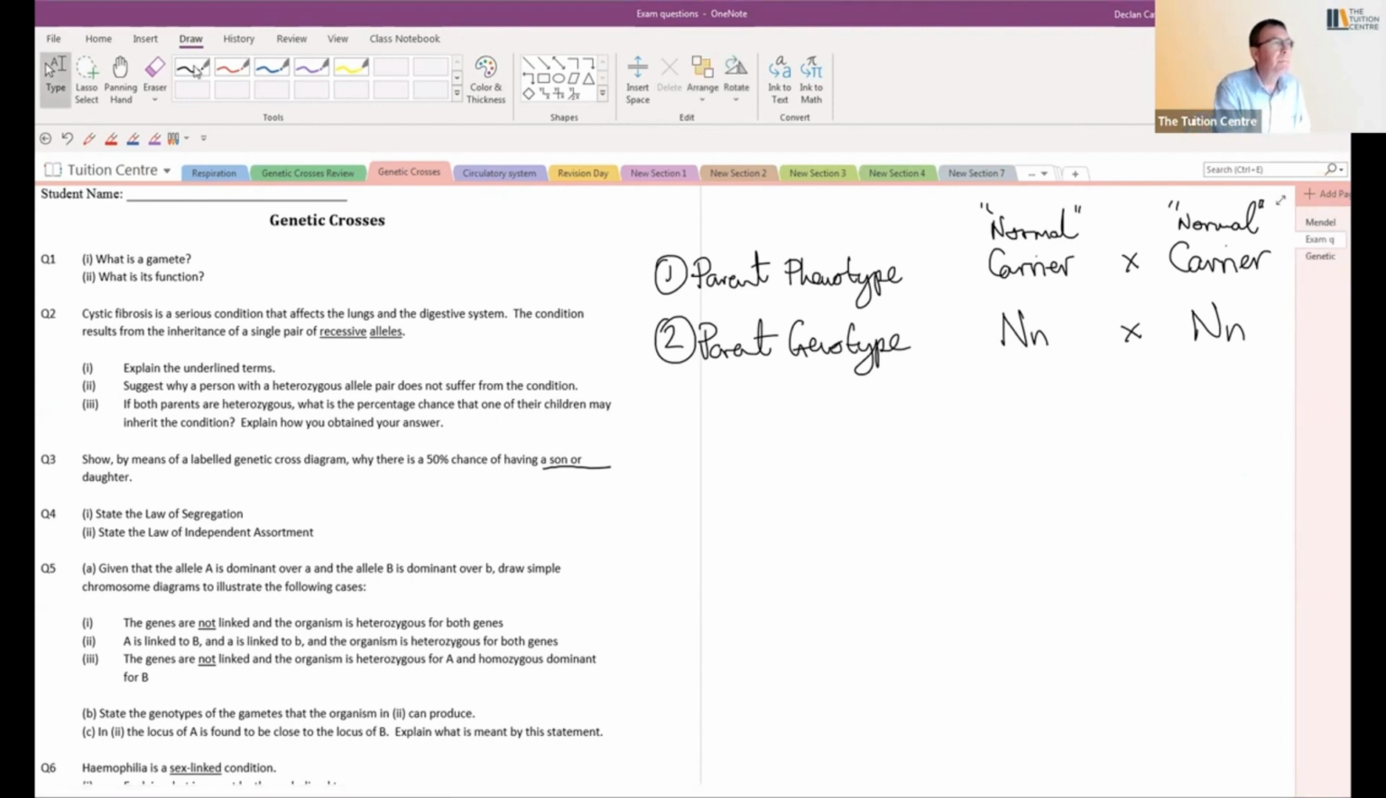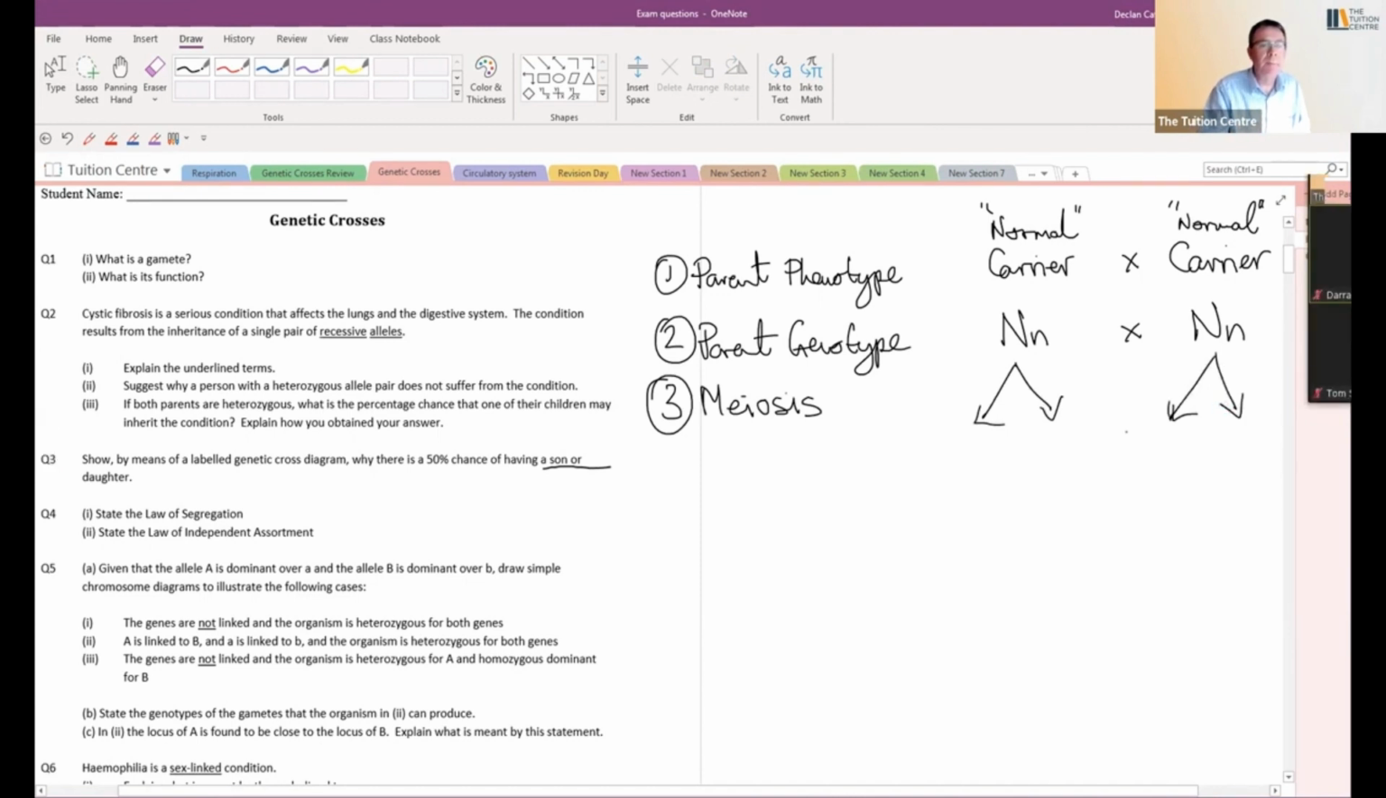Stage 3. Stage 3 is meiosis, and we represent it by just arrows, okay? And in both cases, you've seen this, but we just haven't done the full 8-step labeled version yet. The arrows indicate meiosis, the process by which gametes are made. So stage 4 is you list the gametes. In this case, there's going to be 2 from each parent, and you put the gametes in circles. For some reason, the examiners want to see the gametes in circles. Well, we'll give them what they want.